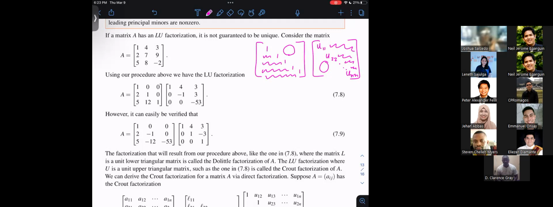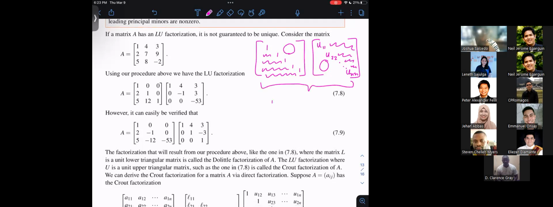Now, this is what we call the Doolittle form, or the Doolittle LU factorization of the matrix A. I wrote that over here. So that's the Doolittle factorization. For this matrix, 1, 4, 3, 2, 7, 9, 5, A, -2, the LU factorization using Doolittle's form is this one.